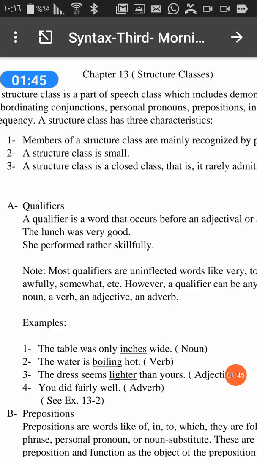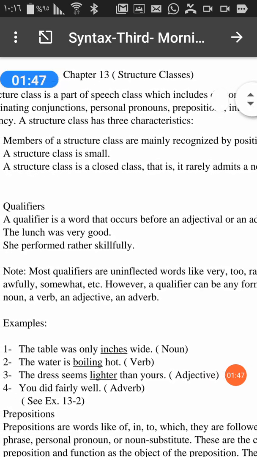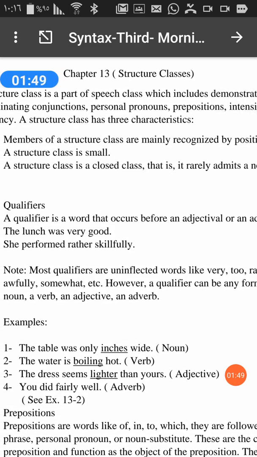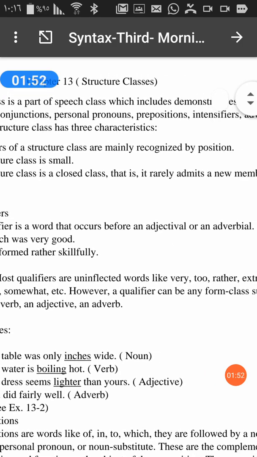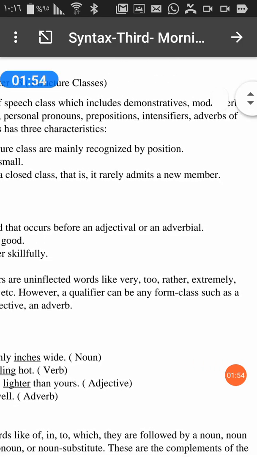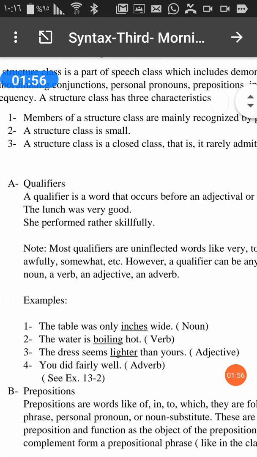Number three, the third feature is that structure class is a closed class. That is, it rarely admits a new member. So it is a closed class in the sense that we cannot add one more item. For example, we cannot add a new preposition, a new article. Articles are indefinite and definite. They are only three. A and an are indefinite articles, while the is the definite article.